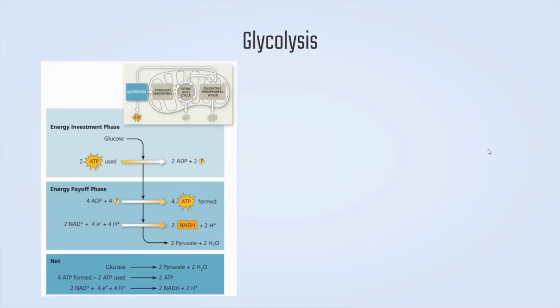So the first step is called glycolysis. In order to produce ATP in this step, we have to invest 2 ATP first. But eventually we're going to form 4 ATP at the end. So there's going to be a net total of 2.